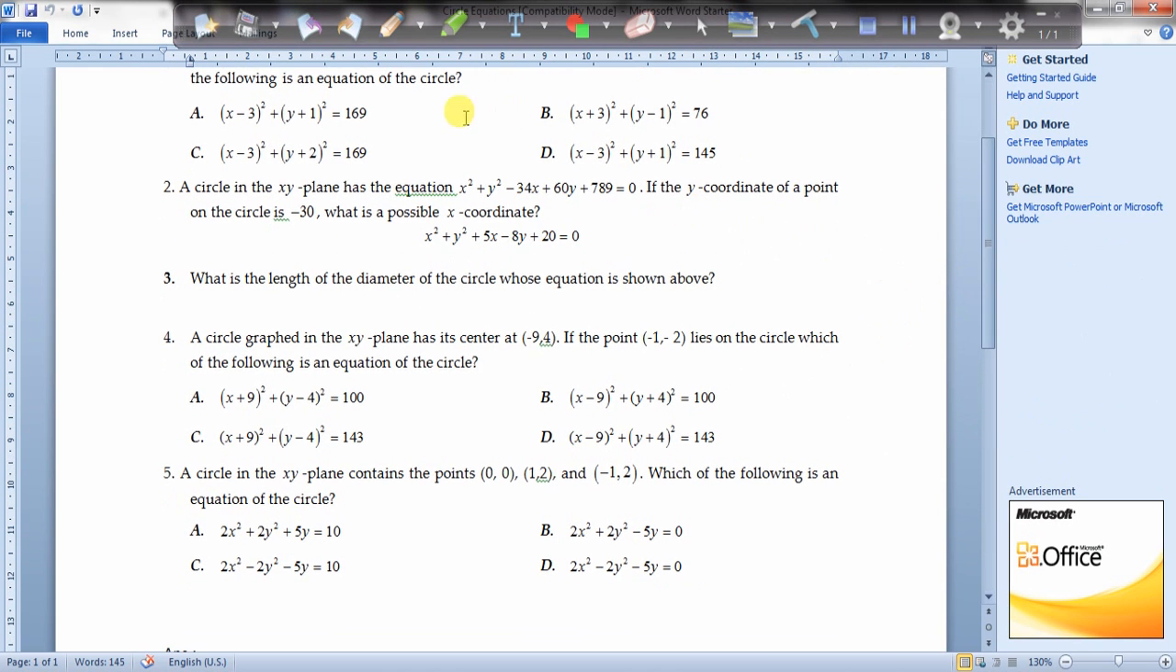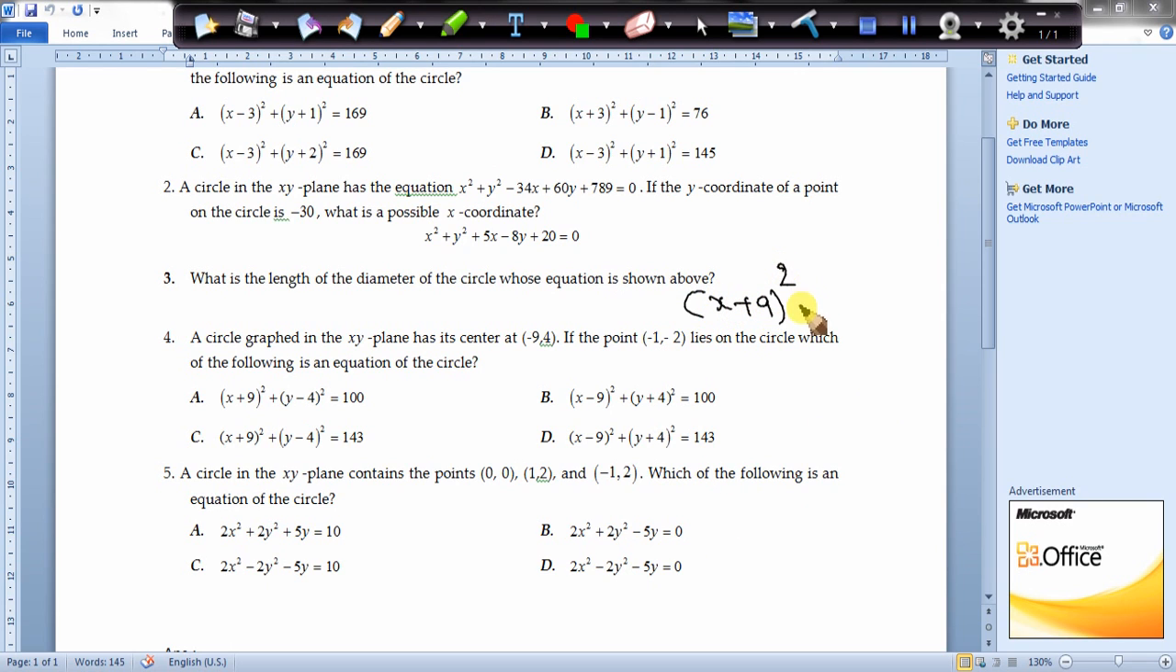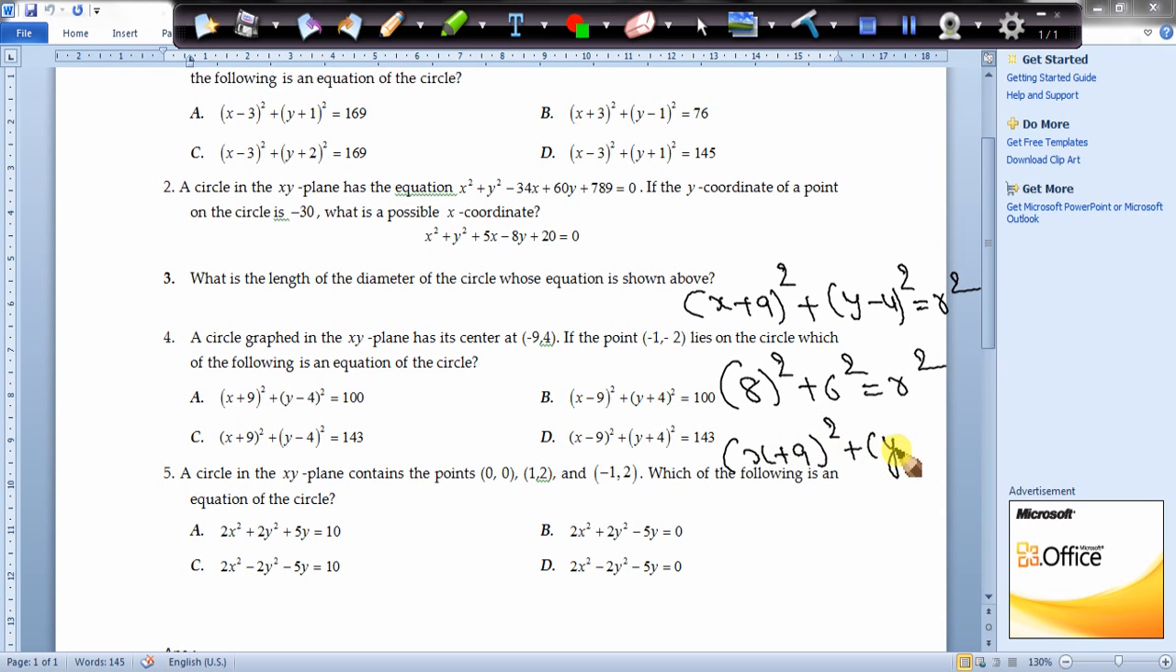If I see the fourth question, a circle is graphed in the xy plane with center at the point (-9, 4) and a point lies on the circle. So since they have given the center, the equation should be x plus 9 whole square plus y minus 4 whole square is r square. The point -1, -2 lies on it, so 8 square plus 6 square is r square. So r square is 100. So the equation should be x plus 9 whole square plus y minus 4 whole square is 100, which is option A. A should be the correct answer.